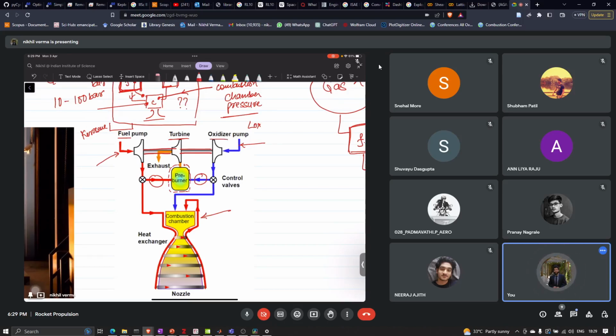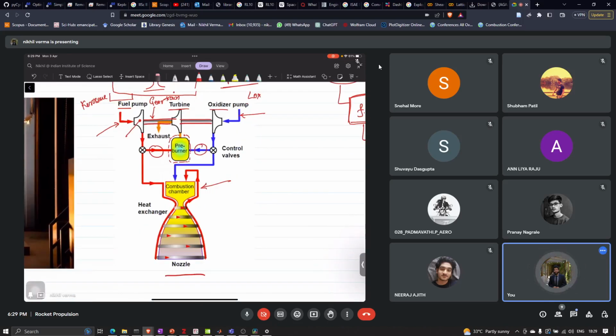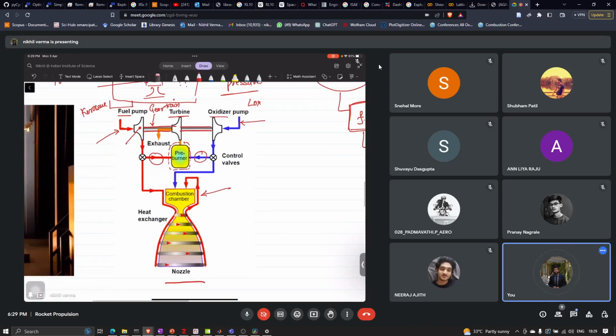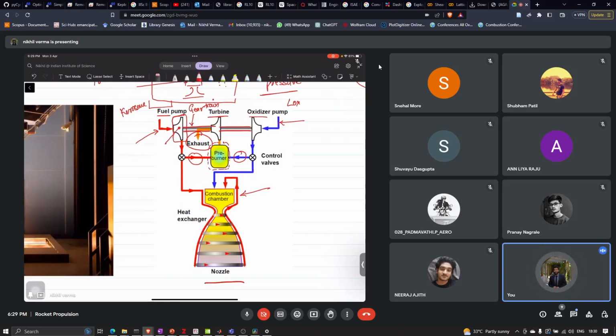It does not need to be connected directly. There can be a gear train which can either reduce or increase the speed of the pump. In this way, the pumps are driven by the turbine, and this exhaust is directly eliminated into the atmosphere.